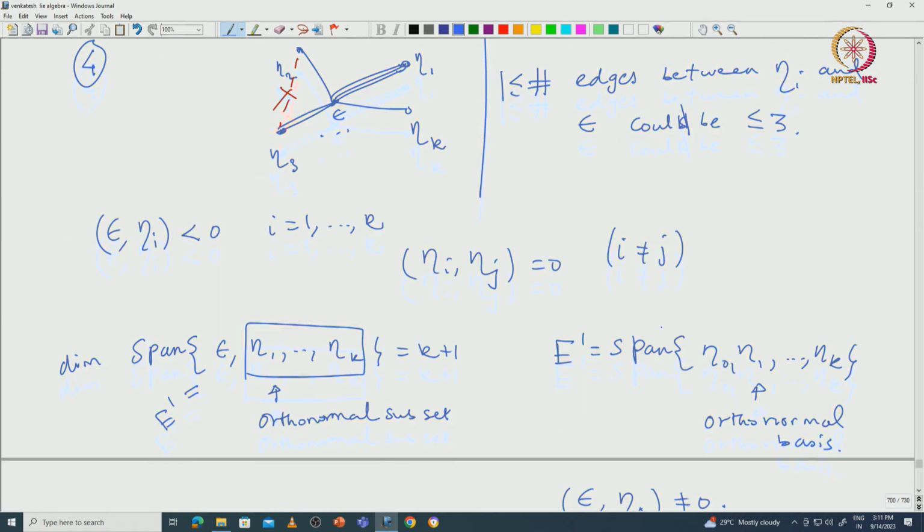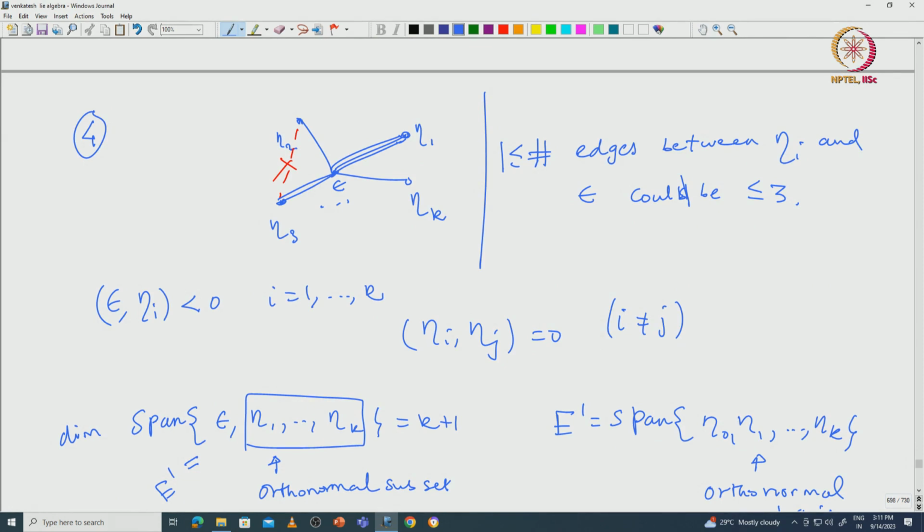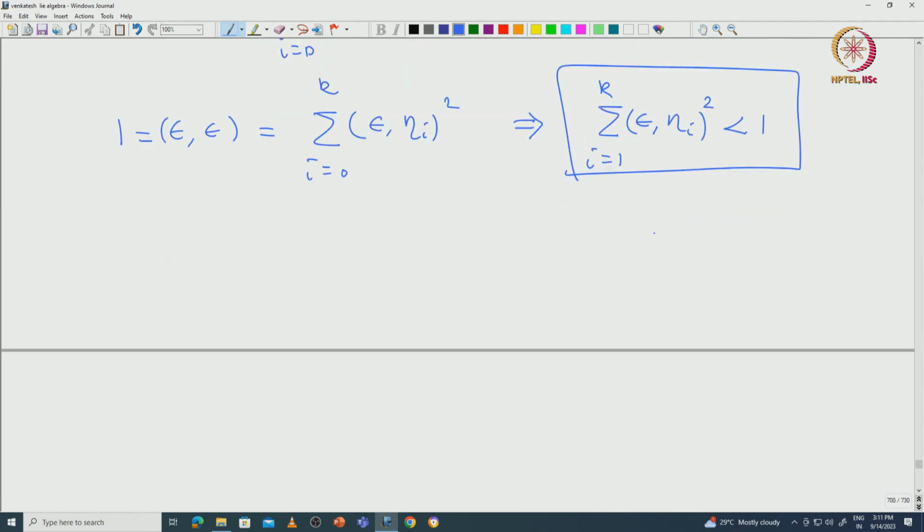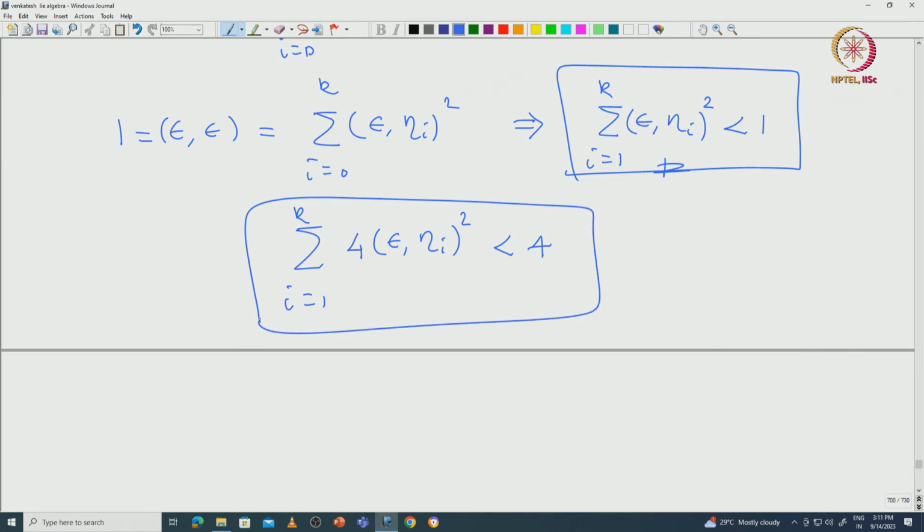But how many edges are there? Let us say. So, between epsilon and eta i you have exactly 4 times inner product epsilon, eta i squared number of edges. So, that is what you have. In particular you can see that this gives lots of restriction on those number of edges. So, the summation of 4 times inner product epsilon, eta i squared where i ranges from 1 to k must be strictly less than 4. So, that means the number of edges altogether that originate from this epsilon must be at most 3. So, this gives lots of restriction.